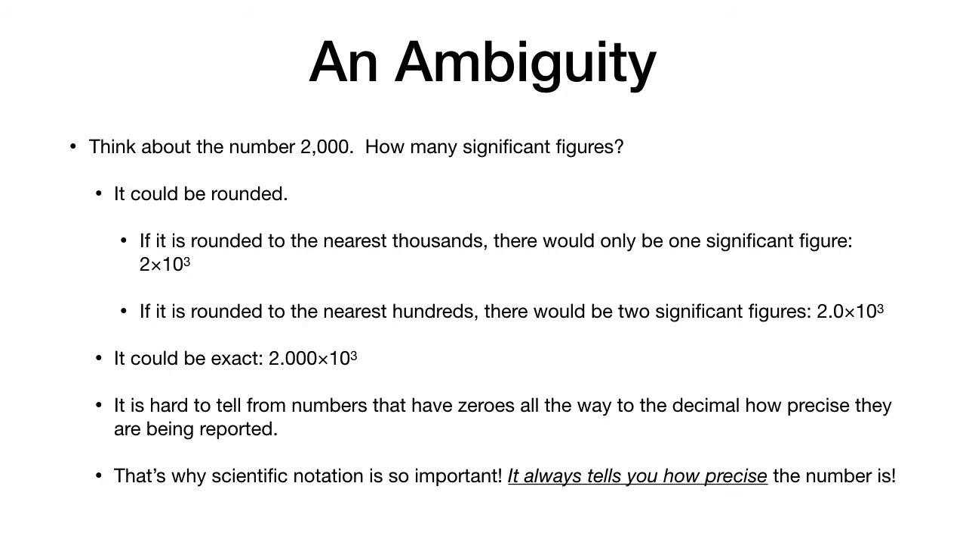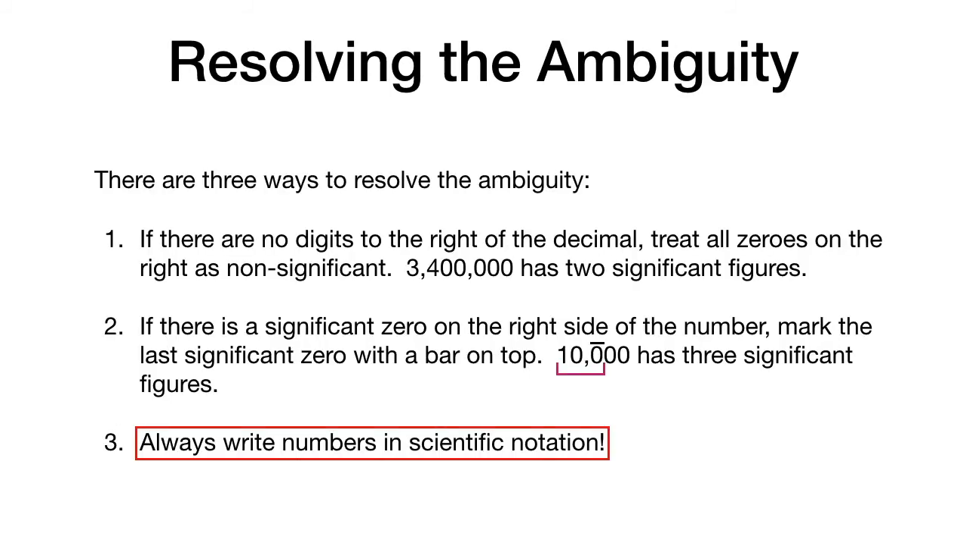So it could be rounded. If it's rounded to the nearest thousands, then there'd only be one significant figure. It'd be 2 times 10 to the third. If it was rounded to the nearest hundreds, then it would have two significant figures. It would be 2.0 times 10 to the third. Now, 2,000 could be an exact number. So it could be 2.000 times 10 to the third. So it's hard to tell from numbers that have zeros between the number and the decimal place how precise they are being reported. So that's another reason why scientists use scientific notation, because it always tells you how precise the number is. Now there's three ways to resolve the ambiguity. In the chemistry book, I believe it uses the first way, and in the physics books, it uses the second way, and my preference is the third way.